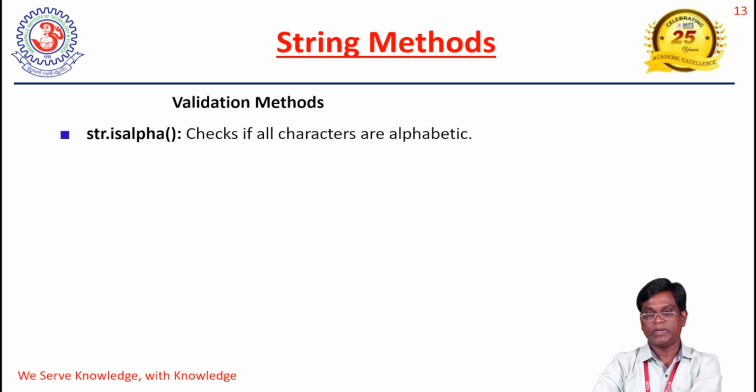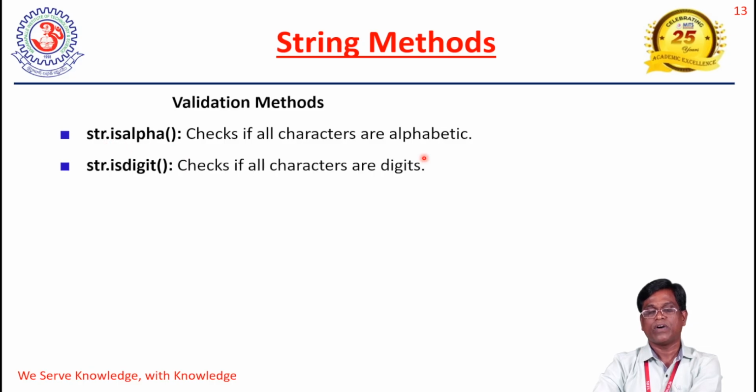And validation methods, these are again some important methods. If you want to check whether your string has alphabets, numbers, or special characters, punctuation like that, then I can use these validation methods. See the first one, str.isalpha. If you want to check whether the string has alphabet characters, either uppercase or lowercase, then I can use this str.isalpha. If the string has only alphabets, it will return true, otherwise it will return false.